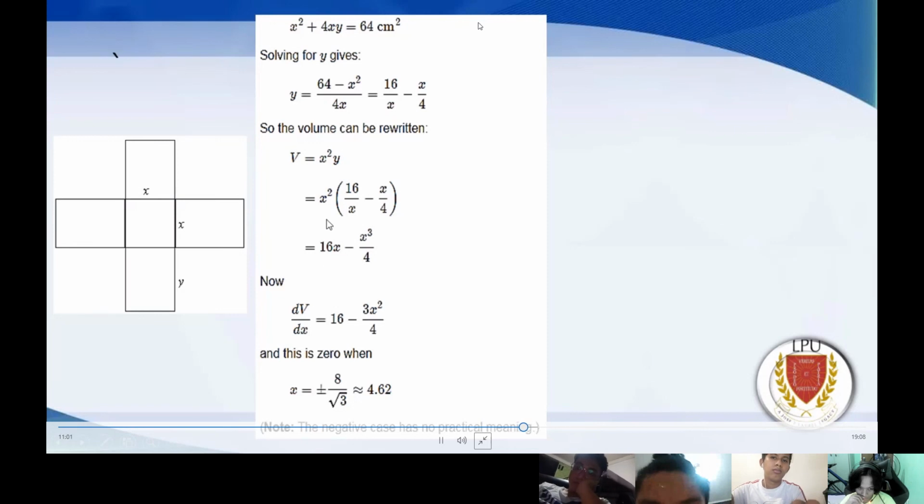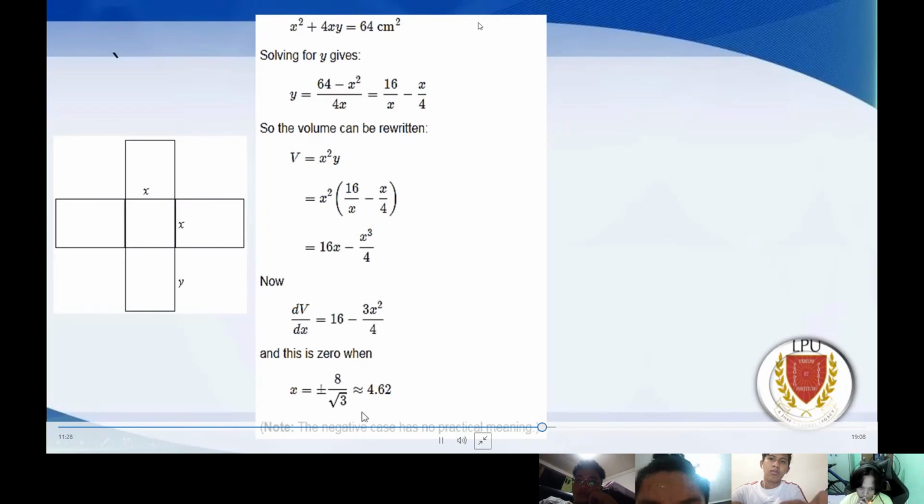So applying the derivative for this one, 16 multiplied by 1 minus, the derivative of this is 3x squared over 4. It's just simply 1 over 4. You can bring out 1 over 4 and take the derivative of x cubed, which is 3x squared. And then, if that is set to 0, you can solve for the value of x.